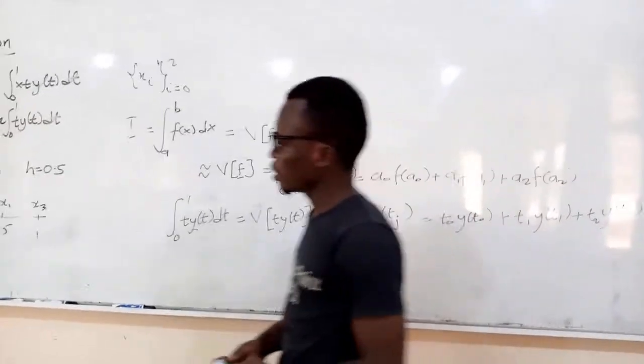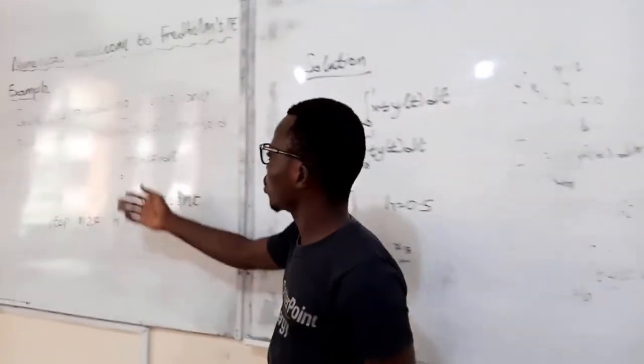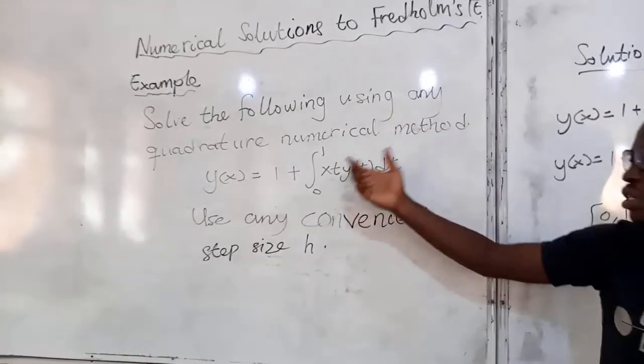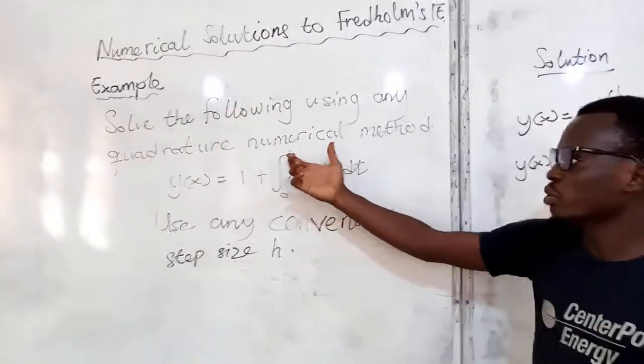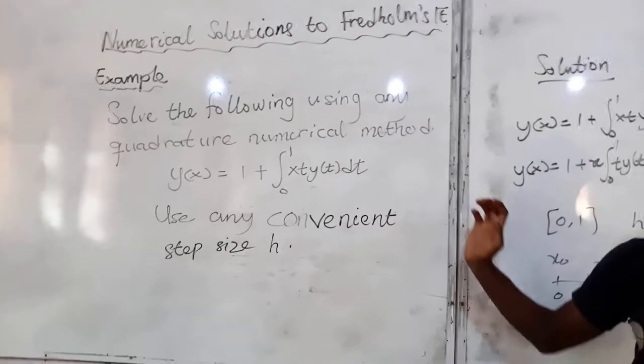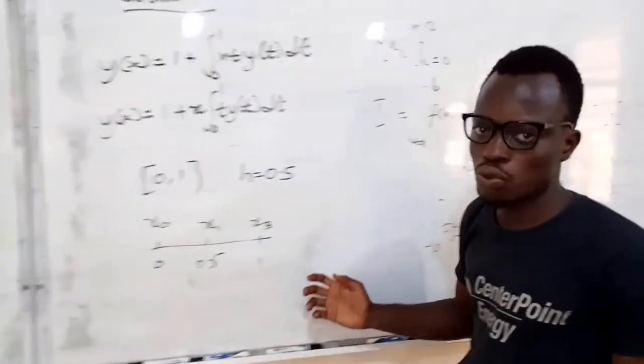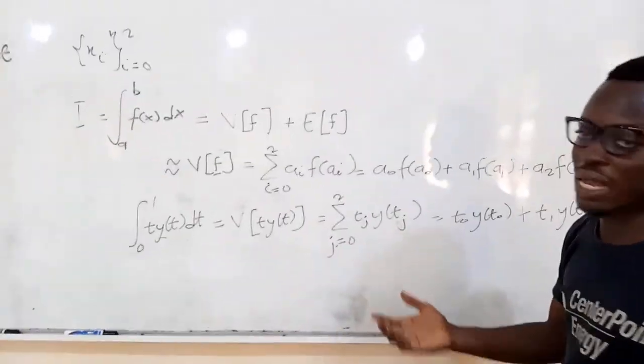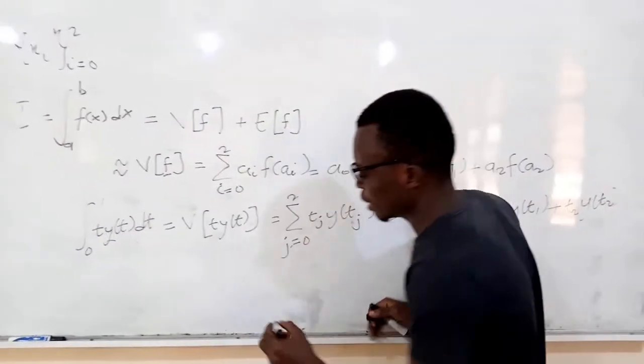And the question said we should use any quadrature numerical method. The quadrature techniques we considered the last time were the trapezoidal rule, Simpson's rule, and Simpson's 3/8. So in this particular example, let's consider Simpson's 1/3 rule.